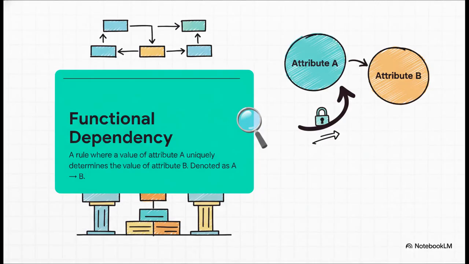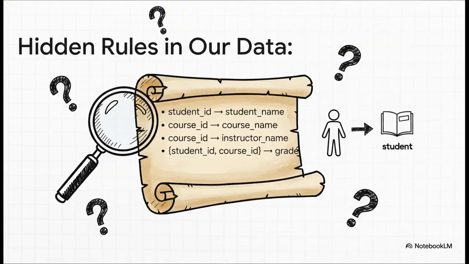And the main tool used to find these rules is something called functional dependency. Now, it sounds fancy, but it's a really simple, powerful idea. It just means that if you know the value of A, you can uniquely figure out the value of B. That's it. And this concept is the absolute foundation of normalization. So let's look at our messy table and pull out these rules.